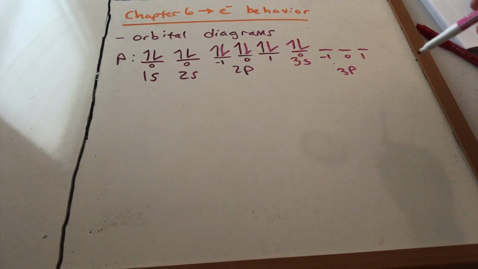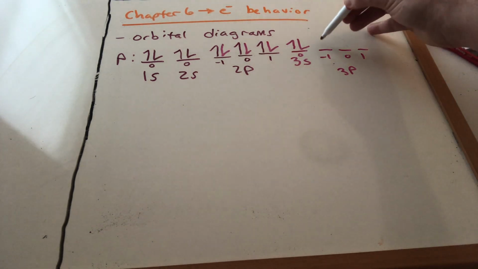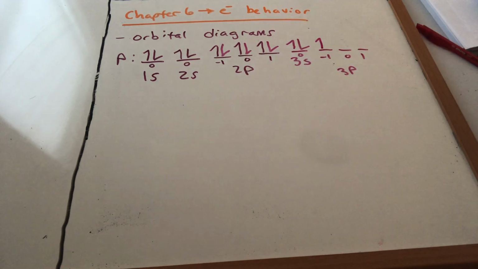So let's keep going with phosphorus. So we're at aluminum. Where's aluminum's electron going to go? It's going to go here.